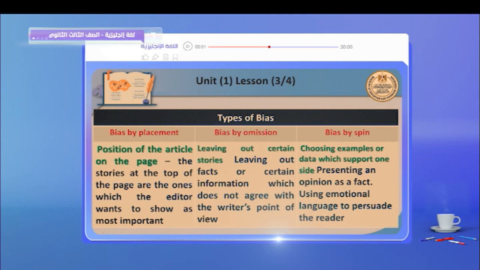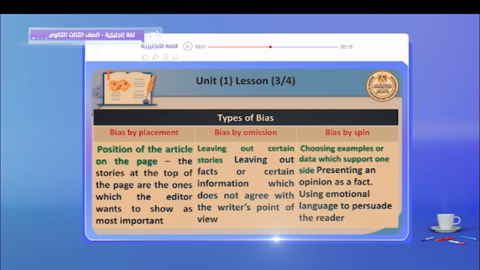Position of the article on the page. Where do we put the article in the page or in the newspaper? Is it going to be on the first page, the last page, or one of the pages in the middle? Is it going to be with large headlines and large fonts, or written in a very small font without any photos?